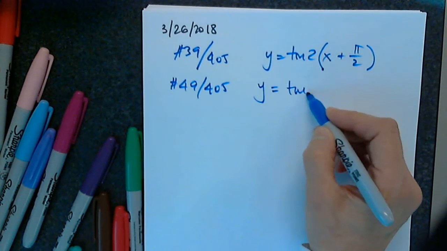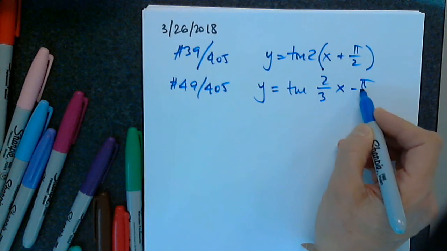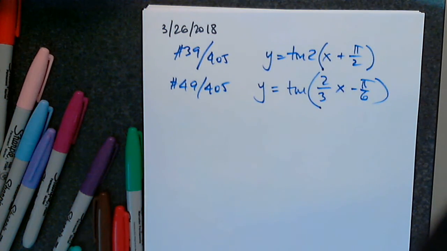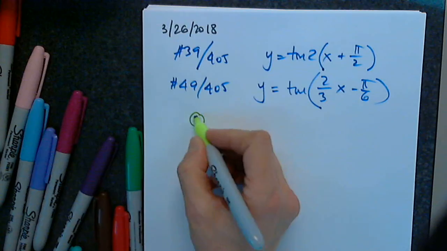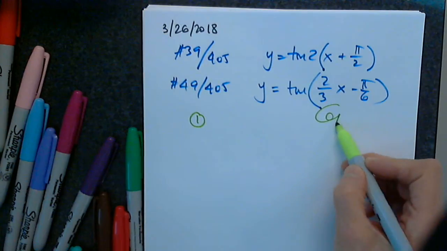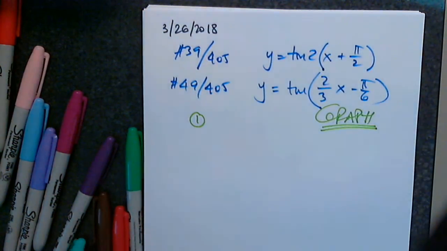Tangent 2/3 x minus pi over 6. Does tangent have amplitude? No. No, only sine and cosine have amplitude. Very good. What do I have to do first? Of course, the first question every time I'm asked to graph, and that's the question here: graph this function. First, I have to find the period.